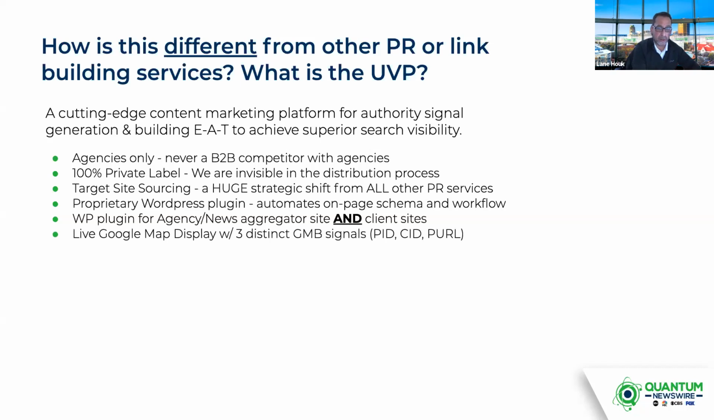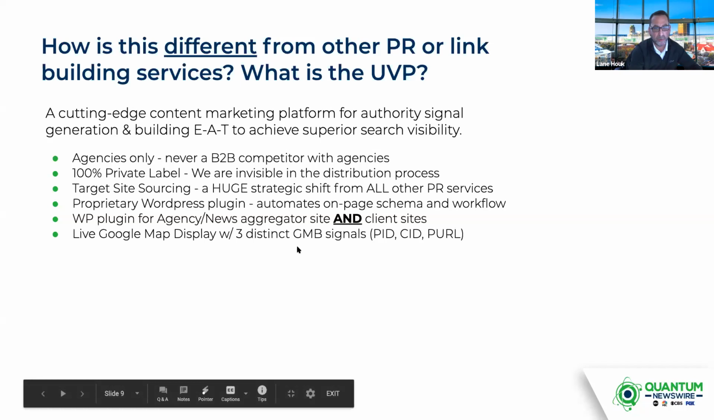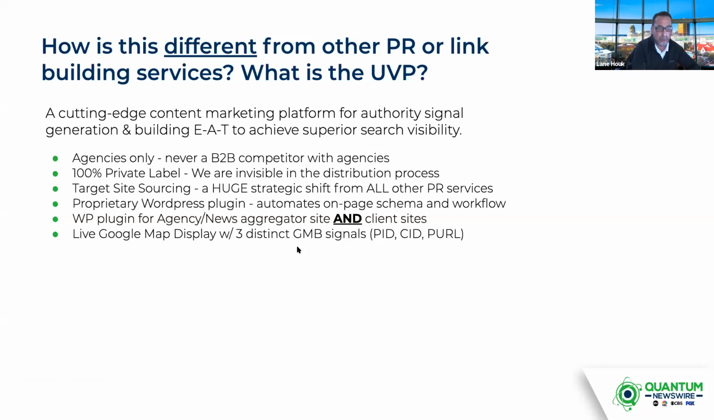We also integrated GMB signals in that pie chart. GMB signals is the most important driver. It accounts for 25% of the ranking factors. And so we wanted to really hit that area of the pie chart hard. And so what we did is a live Google map integration. We're not even using embed code. This is truly a live Google map display with 3 distinct GMB signals, the PID, the CID link, and the Pearl link. We give those to you as well.